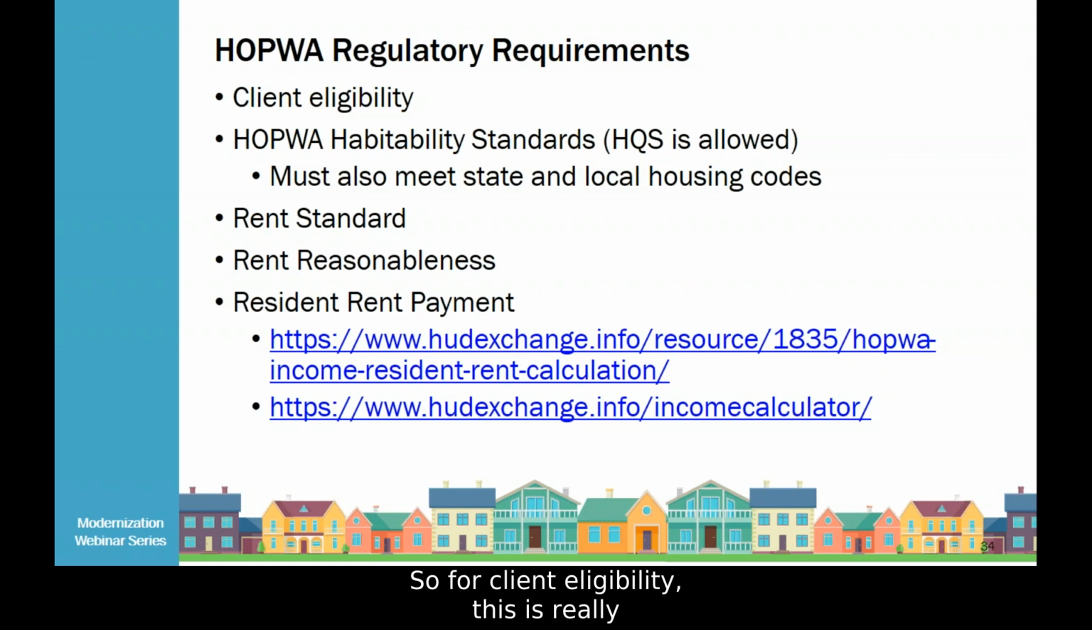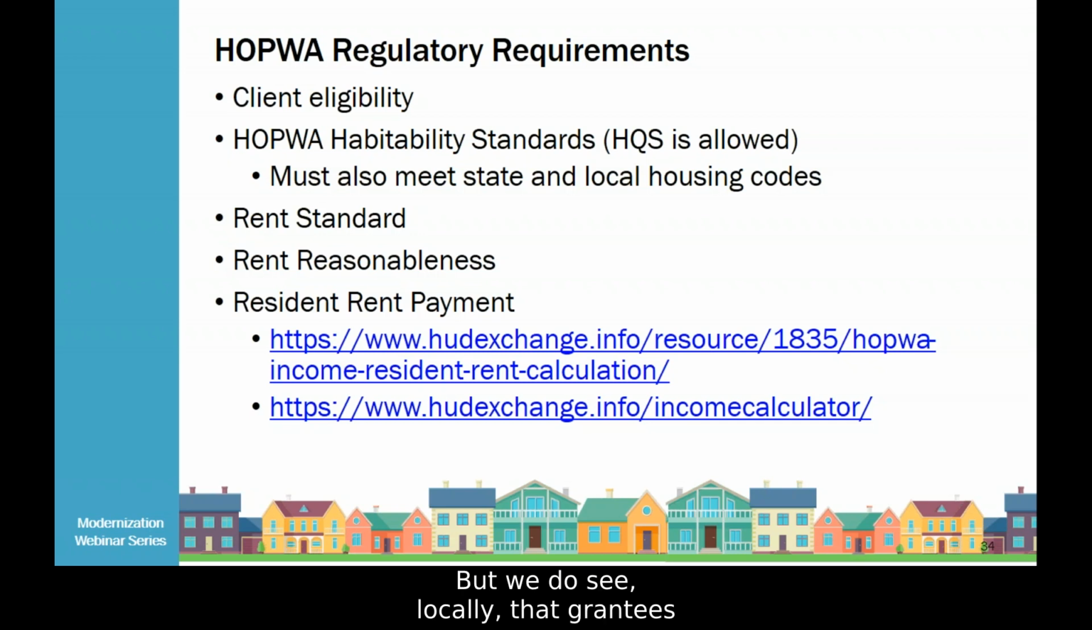So for client eligibility, this is really the same for all of the HOPWA activities, including rental assistance. The household needs to meet 2 criteria. They must have an income at or below 80% of the AMI, and they must include a person in the household who has been diagnosed with HIV. And that's really it. There's just those 2 criteria.